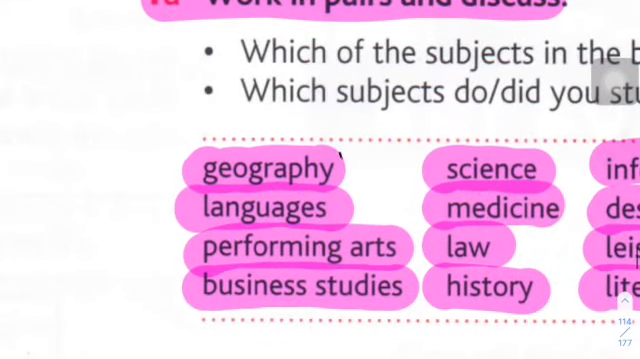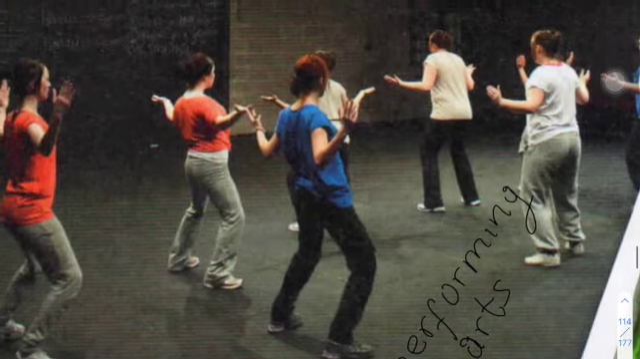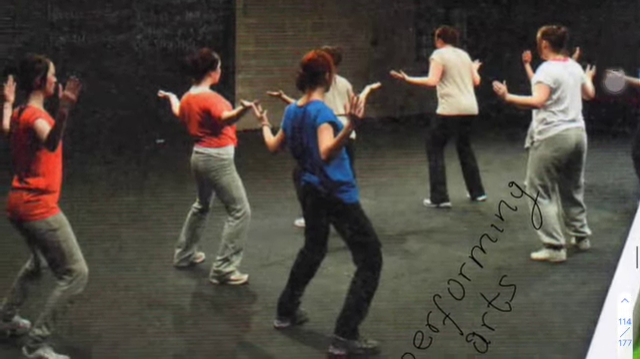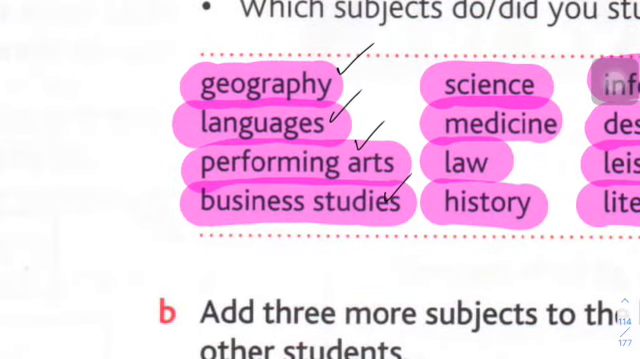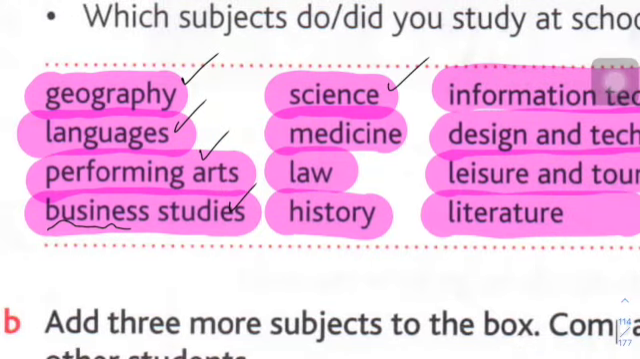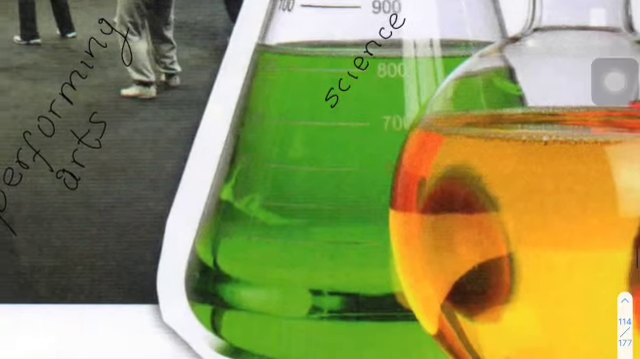Okay, geography, languages. I suppose you don't have any problem with languages. Spanish, English, French, German, Italian, things like that. Performing arts, as you see in the picture, is like acting or singing or dancing and things like that. Business studies, related to, I don't know, economy probably. Science, no problem for you. Also in science, we have chemistry, physics, mechanics, and things like that.